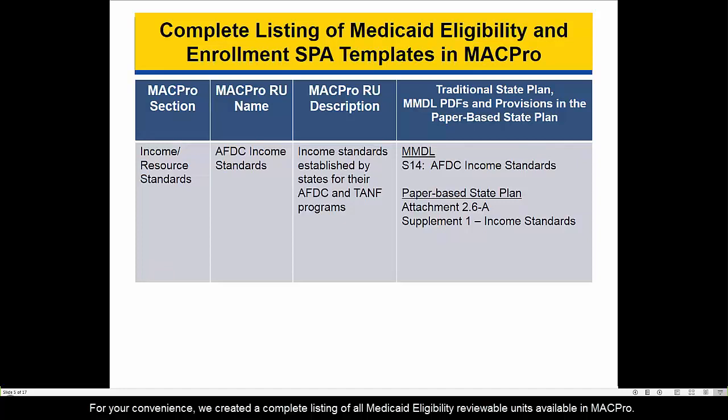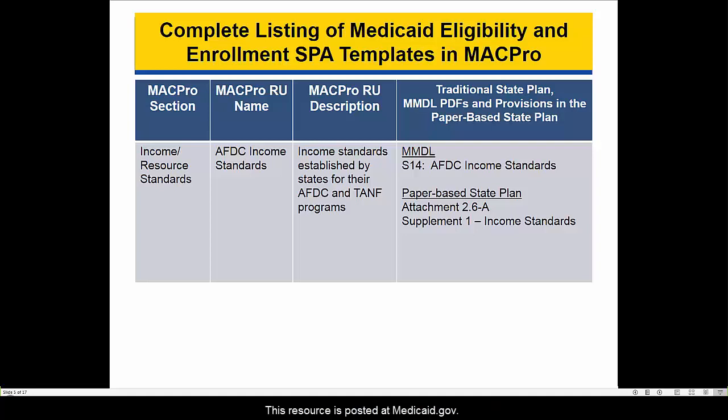For your convenience, we created a complete listing of all Medicaid eligibility reviewable units available in MACPro. This resource is posted at medicaid.gov. In this sample from the full listing, you can see that it is organized by state plan section, name of the reviewable unit within each section, a brief description of the reviewable unit which provides an explanation of what it is about, and identification of where this information is found in the paper-based state plan and MMDL if applicable.